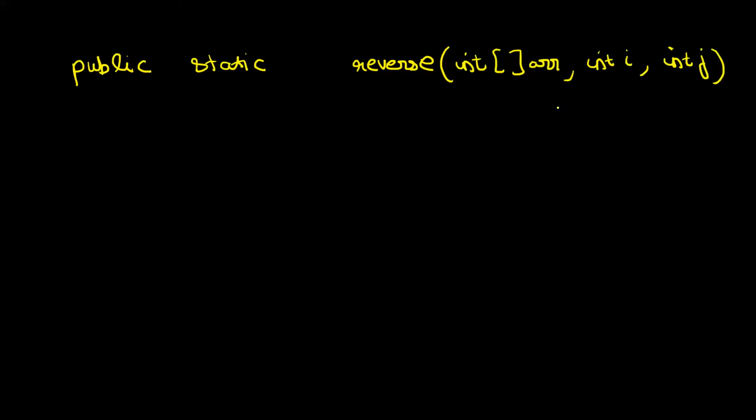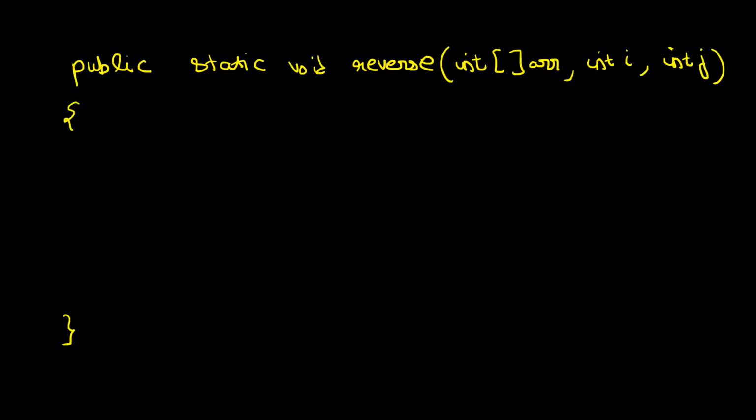Can anybody help me with the return type? I am making changes in the array, so what would be the return type? Void, yes, because you are making changes in the array. Forget about the base case for the time being. The return type could be int also, correct, but I'll prefer using void here.